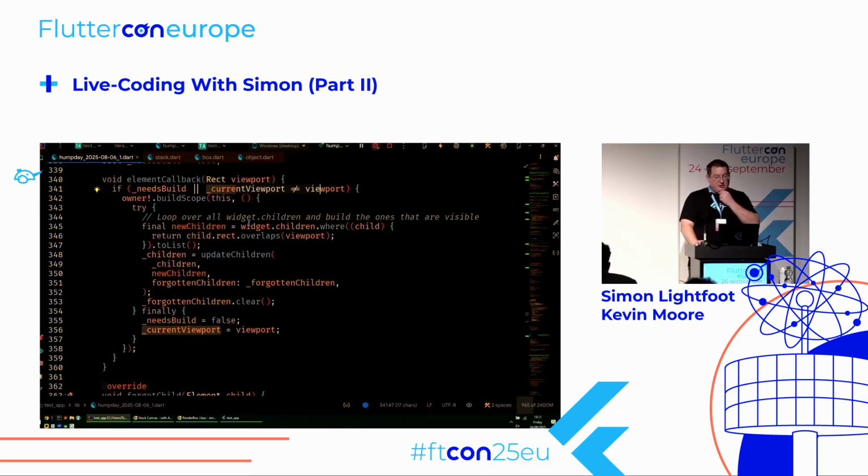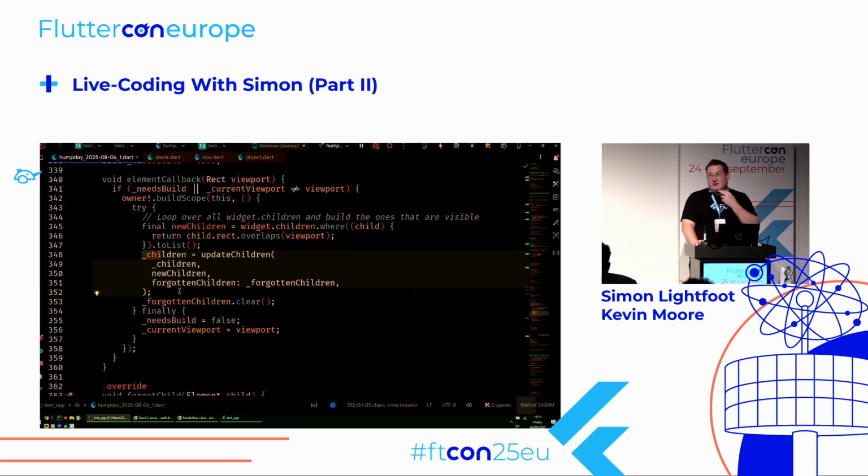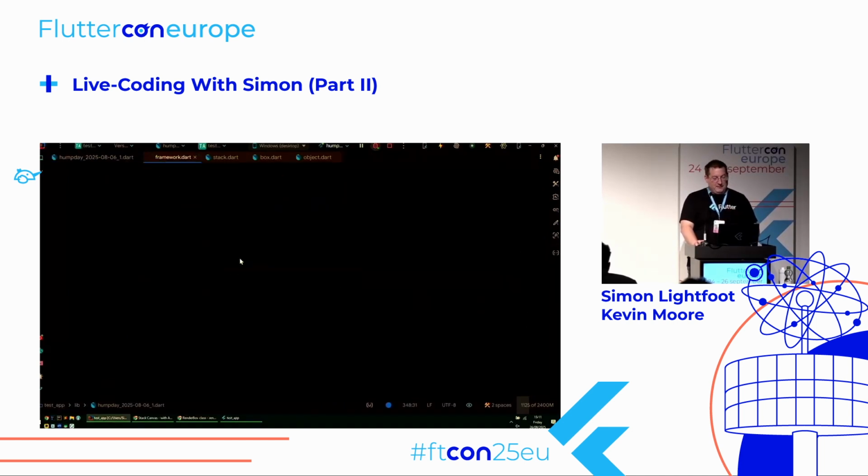And in this case, we're going to look at the widget children that we've been given, work out which ones overlap our viewport, because now we've been given our viewport from the layout pass. And then update children. This magic function is provided by the framework. This is the real magic of Flutter. This is what does all that hard diffing logic.